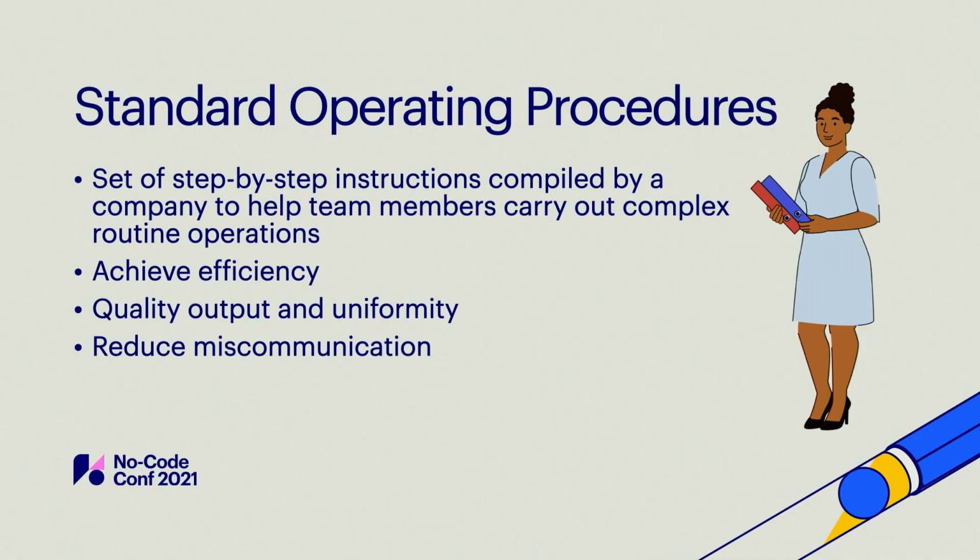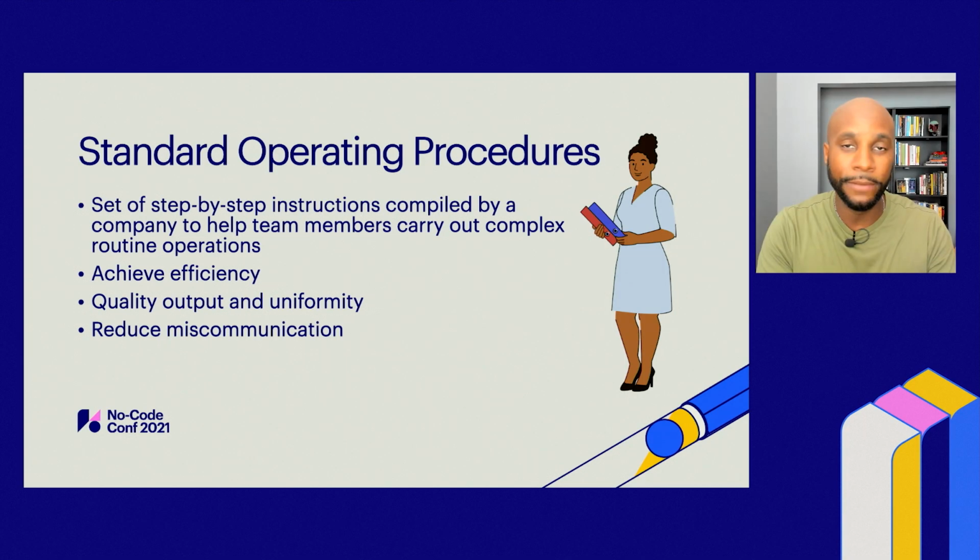Also with SOPs, you can achieve efficiency, mainly being if you have step-by-step directions for something, it's going to be a lot easier for you to mitigate mistakes because you literally have step-by-step directions on how to complete something in your business. You also create quality output and uniformity. We've created operating procedures with almost everything in our agency, from quality assurance to creating web design artboards to brand guidelines.